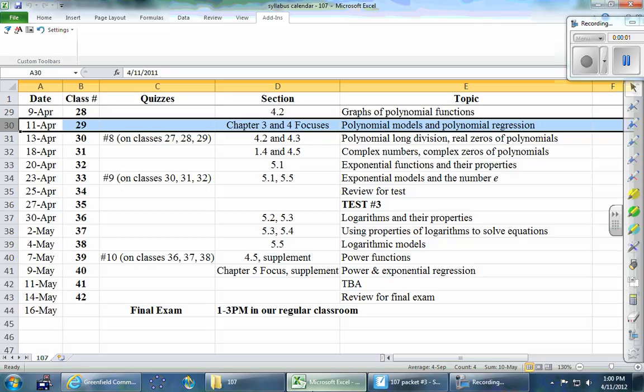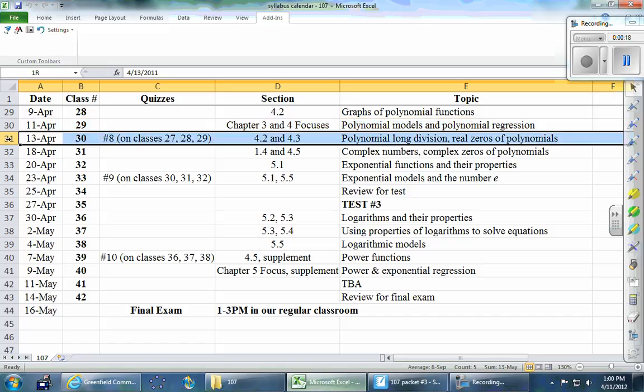We'll take a look at the calendar. Today we talk about two things: polynomial models, i.e. word problems, and polynomial regression. We've already talked a bunch about linear regression. Today we extend that idea to some curvy things. And then, yeah, that's what's coming up.